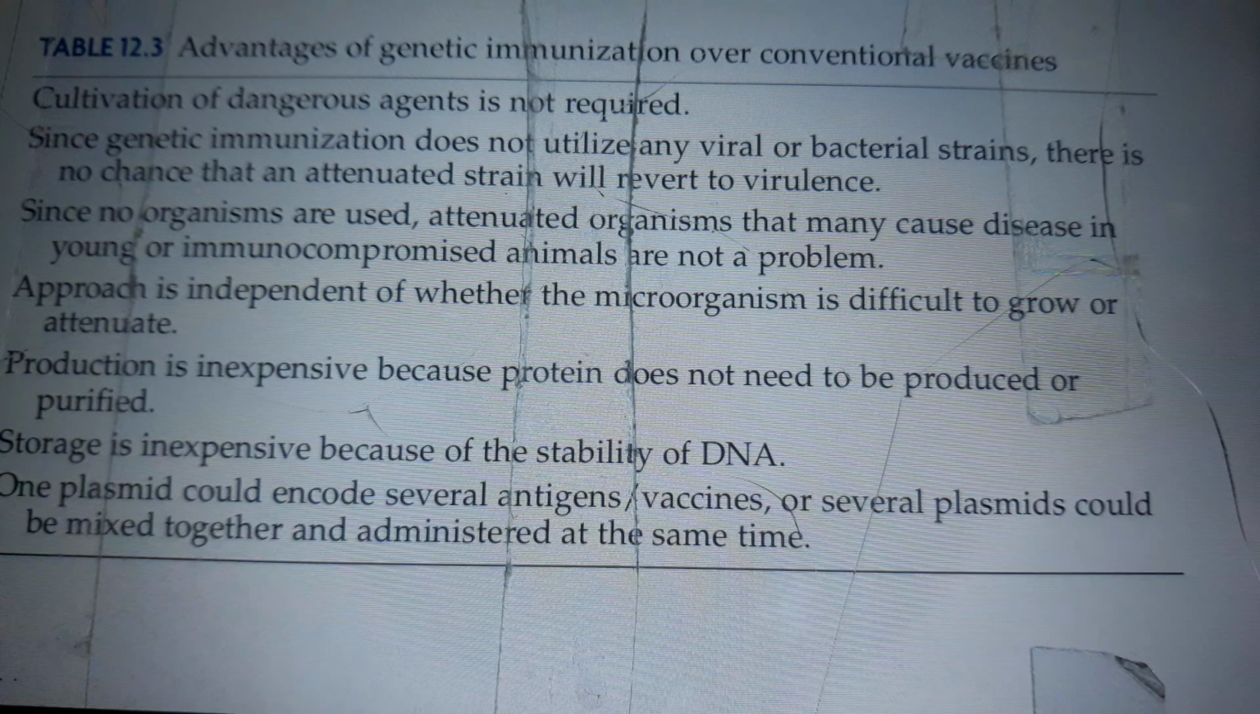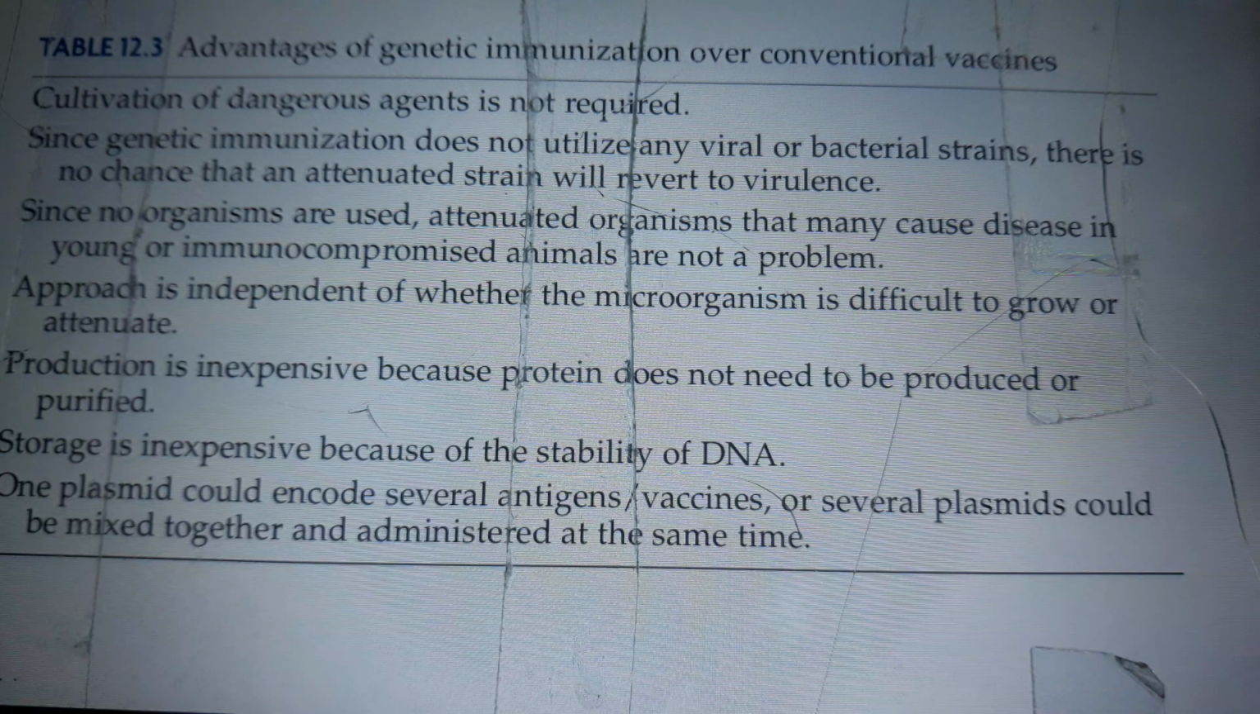Since genetic immunization does not utilize any viral or bacterial strains, there is no chance that an attenuated strain will revert to virulence. Since no organisms are used, attenuated organisms that may cause disease in young or immunocompromised animals are not a problem. The approach is independent of whether the microorganism is difficult to grow or attenuate.